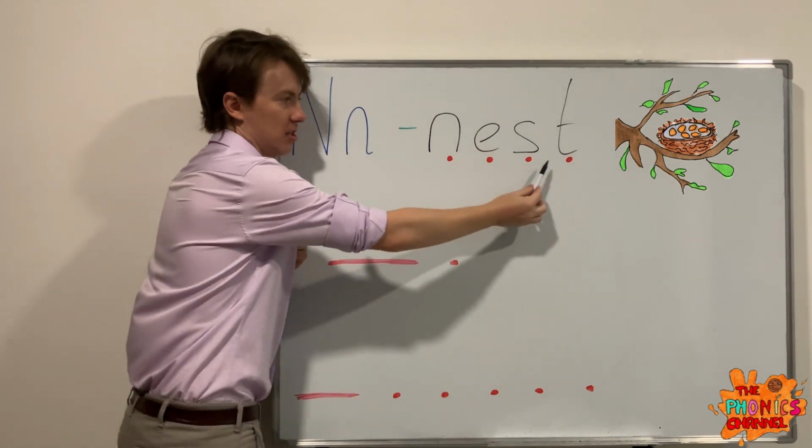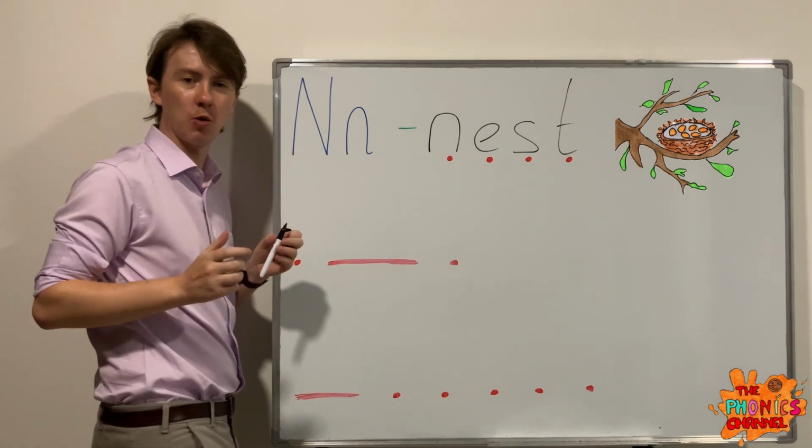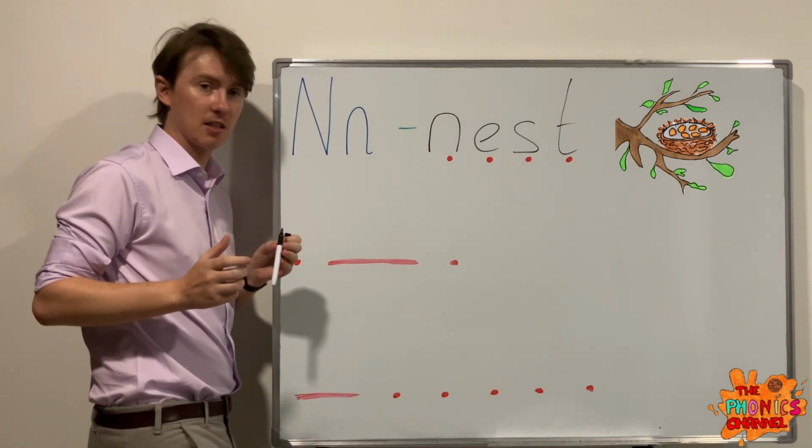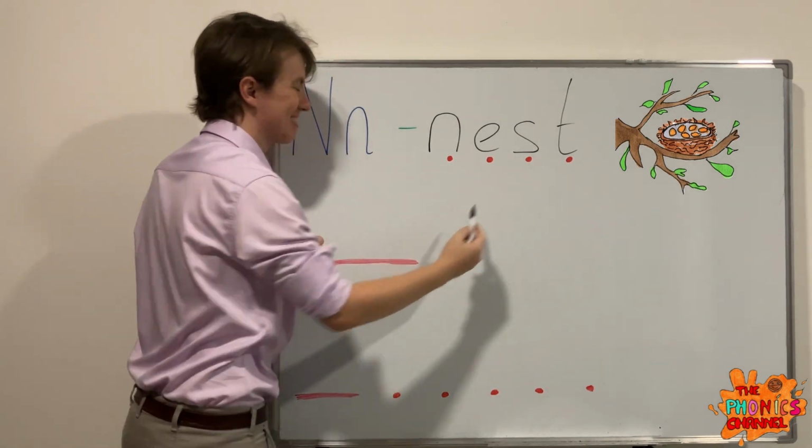And we have two adjacent consonants here, S and T. And we want to blend them quickly because they're adjacent. They're next to each other, so it's st, st, nest, nest.